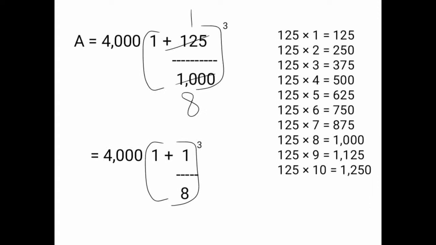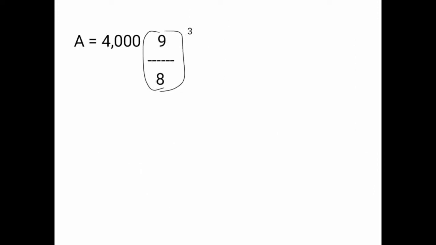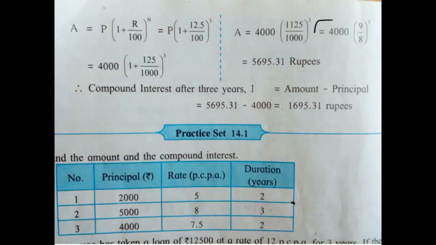Next step, principal 4000 write as it is. In the bracket you have to cross multiply this. Denominator 8 write as it is, and on numerator you have to cross multiply. 8 ones are 8 plus 1 ones are 1, upon 8. 8 plus 1 on numerator becomes 9. That is 9 upon 8 raised to 3. That is, amount is equal to 4000 in bracket 9 upon 8 raised to 3. I got this step.